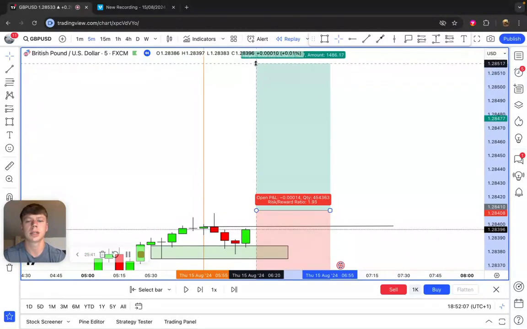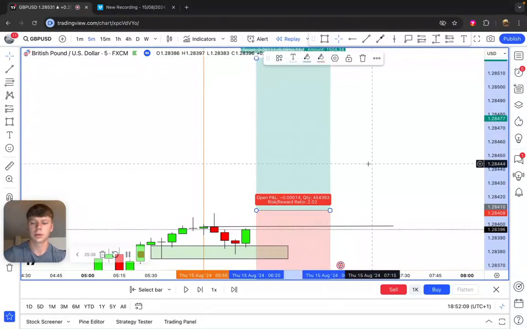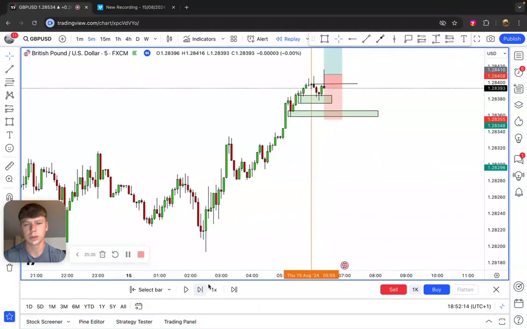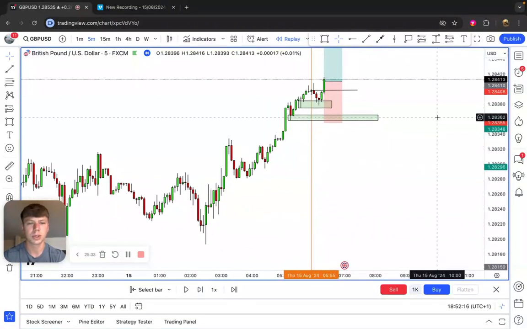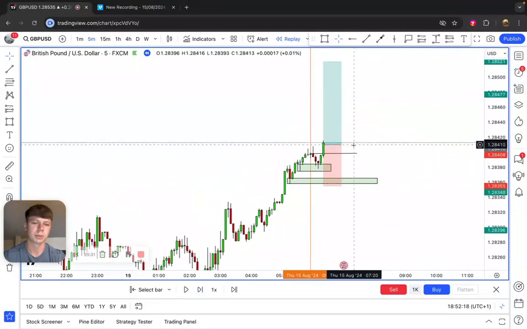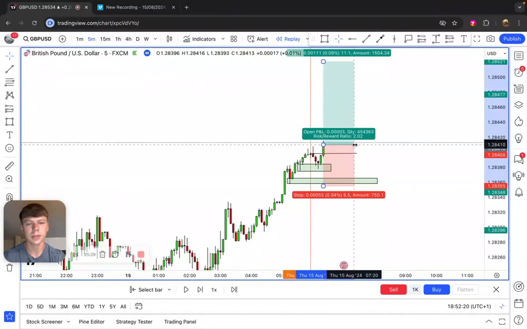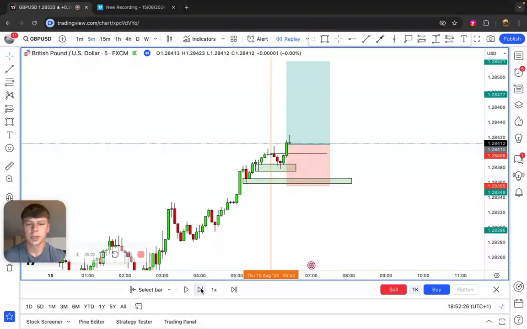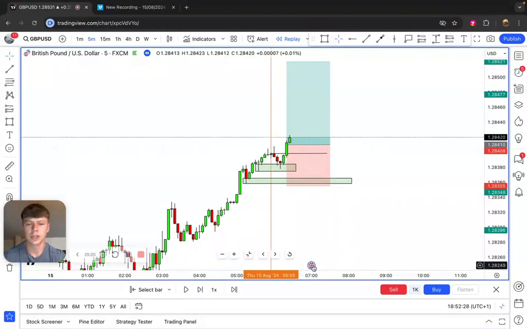So let's put my target, the 1 to 2, like so. Right. And let's get into it now. So the next candle triggered me in, which you can see there, but it triggered me in all the way up here. I wasn't particularly happy, but I thought, well, it's only a small stop loss. We're going for a small target. Should be fine.